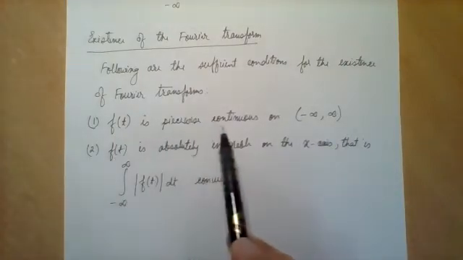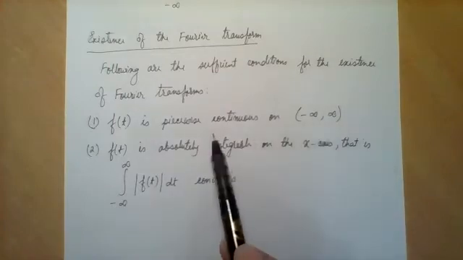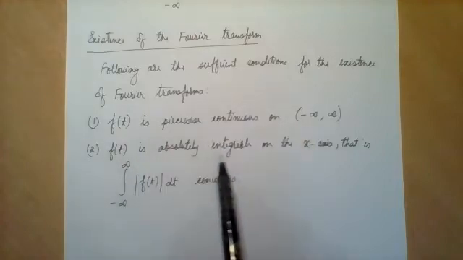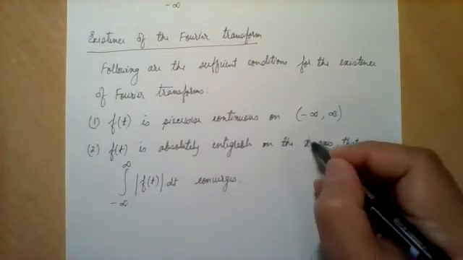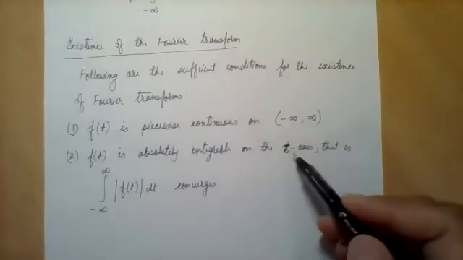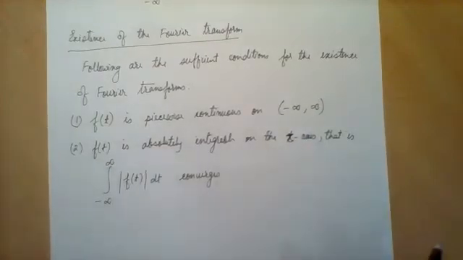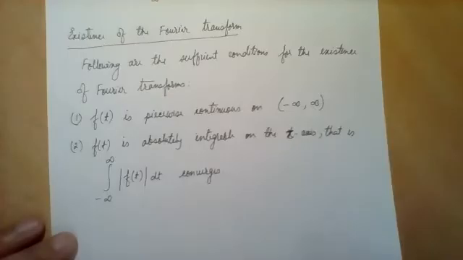F of t is piecewise continuous in the range of integration. We had a similar condition for Laplace transforms also. And f of t is absolutely integrable on the x-axis or t-axis. Here we have written x-axis since we have defined it in terms of t. So let me write it as t-axis, from -infinity to +infinity. Okay. So let us look at one example. Let me take a new sheet of paper.